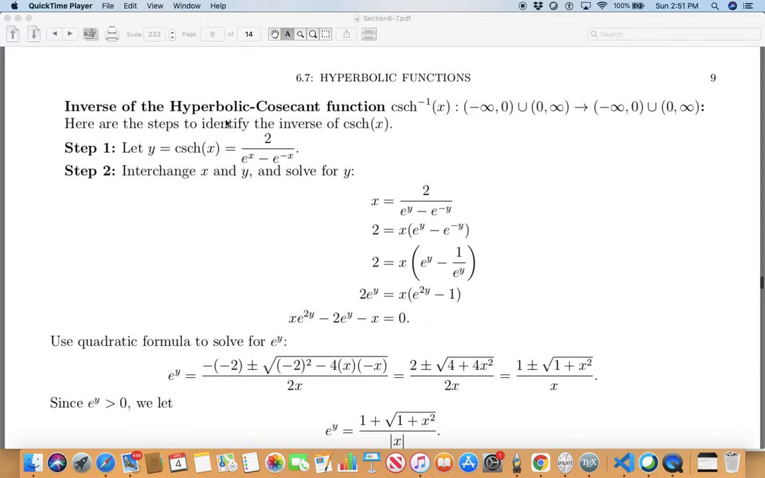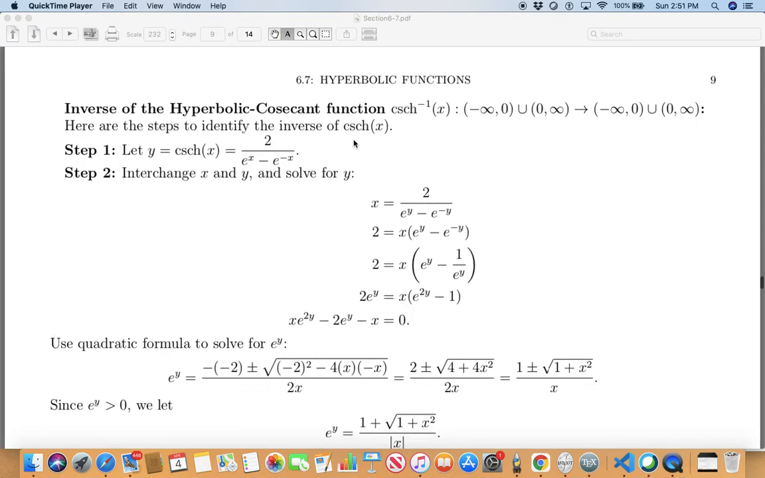So, the inverse of the hyperbolic cosecant function, cosecant hyperbolic inverse. This is defined on all real numbers except 0, so you need to take out 0. Its image is all real numbers except 0. Here are the steps to identify the inverse of cosecant hyperbolic x.